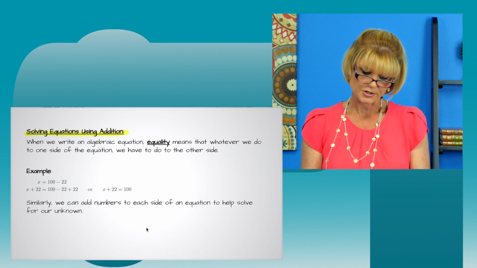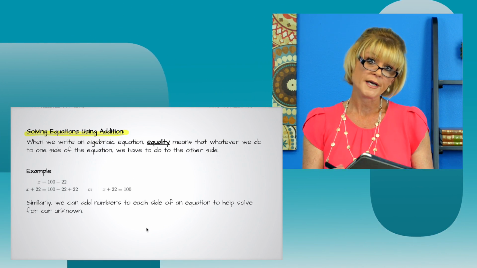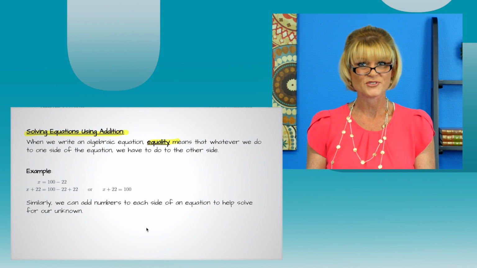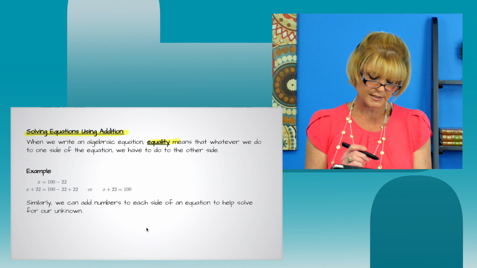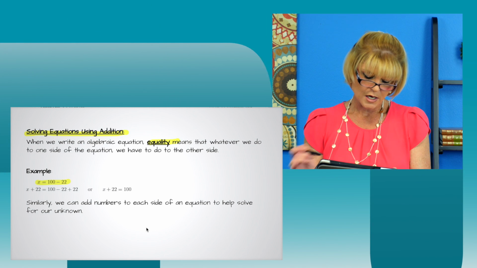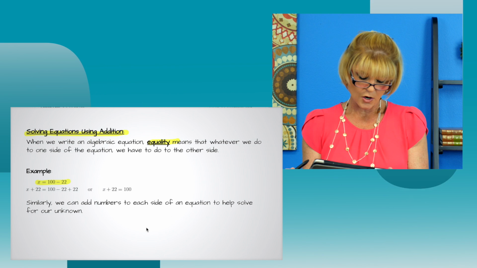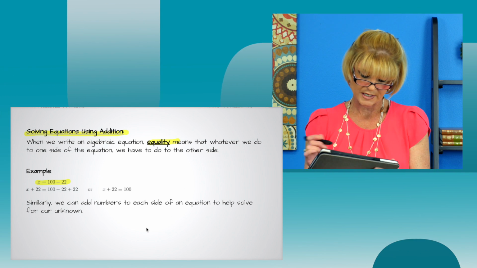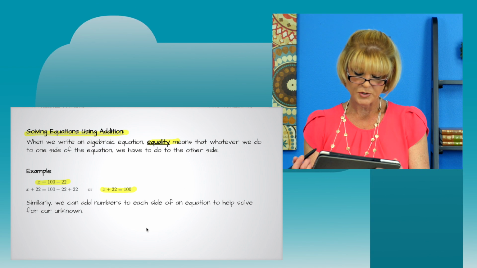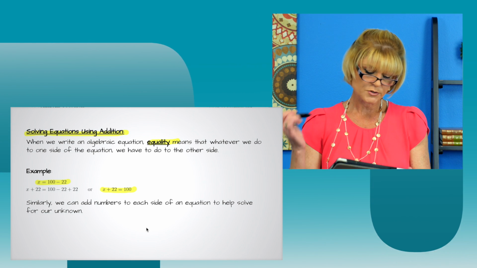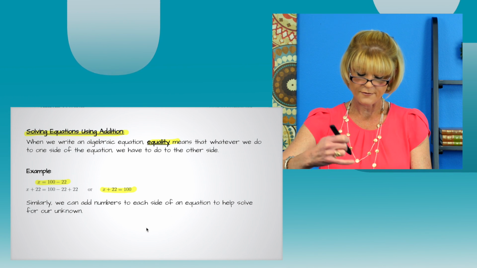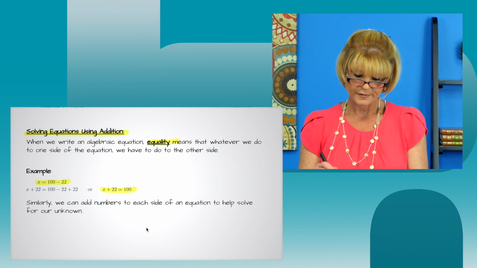Let's start by looking at solving equations using addition. When we write an algebraic equation, equality means that whatever we do to one side of the equation, we have to do to the other side. Here's an example. x equals 100 minus 22. So x plus 22 equals 100 minus 22 plus 22, or x plus 22 equals 100. So similarly, we can add numbers to each side of an equation to help solve for an unknown.